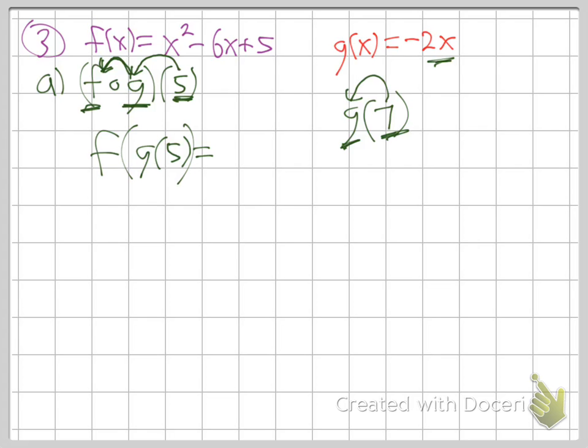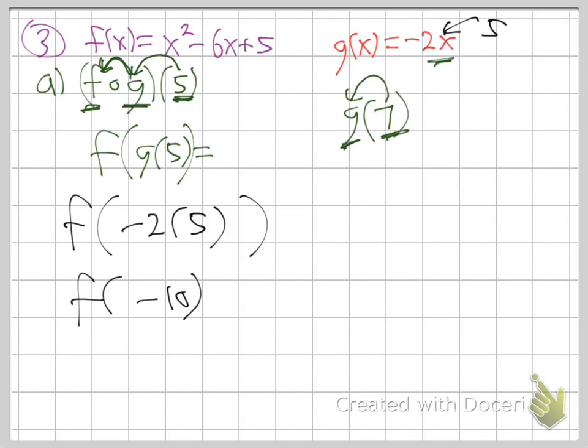So we do the inside first. So leave the f on the outside. Do the g of 5. How do you do g of 5? Well, you stick a 5 into the g function. Minus 2 times 5. That'll come out negative 10. And now negative 10 into the f function.